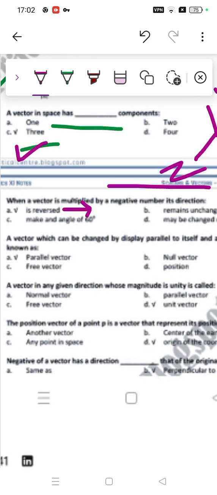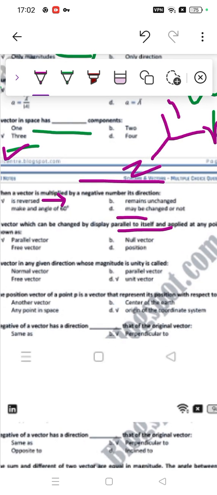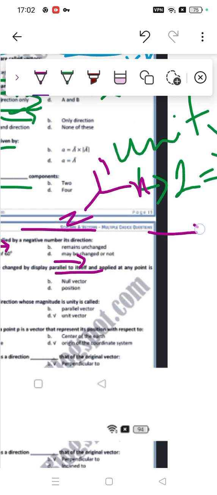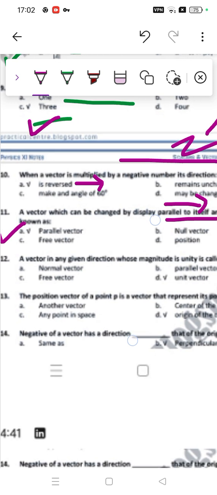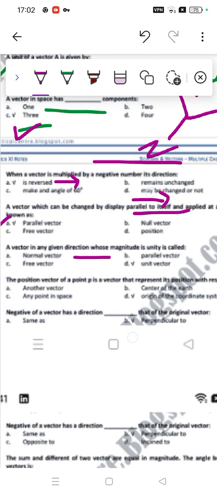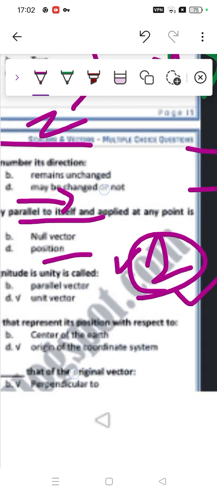Then we have a vector which can be shifted parallel to itself. This means we are moving it parallel. If this is the shape, again it's going in the same direction. Such a vector is called a parallel vector. A vector in any given direction whose magnitude is unity is called, so wherever you see unity, which means one, we are talking about the unit vector.